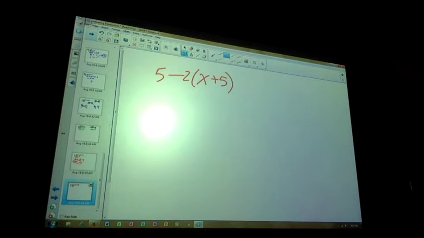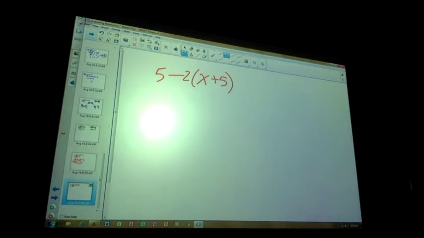Before you shout it out, think about it. What does it appear that I will distribute over the parentheses? Yes, sir. Close. Negative 2. Negative 2. Someone said 3. I can see where that 3 would have come from. I see the negative 2.